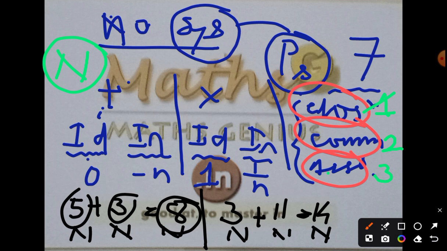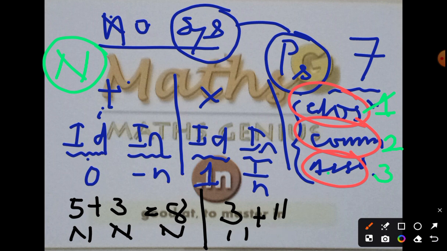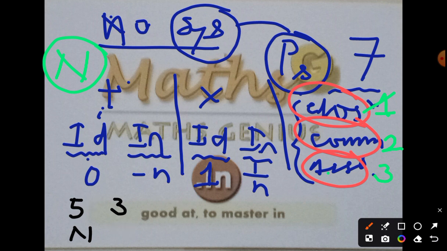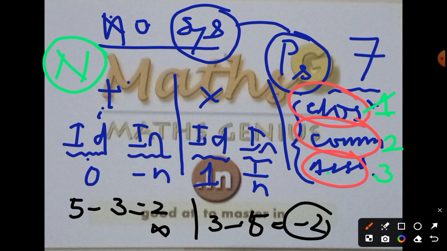So natural number is closed under addition. Natural numbers are closed under addition. But in the case of subtraction, we don't see it. For example, 5 minus 3 gives you 2, which is a natural number. But let's talk of this case: 3 minus 5. 3 is a natural number, 5 is also a natural number, but the result is not. Because it is not a natural number, that's why it is not closed.